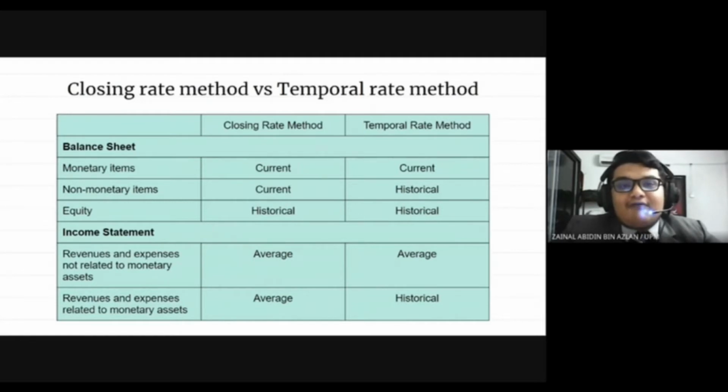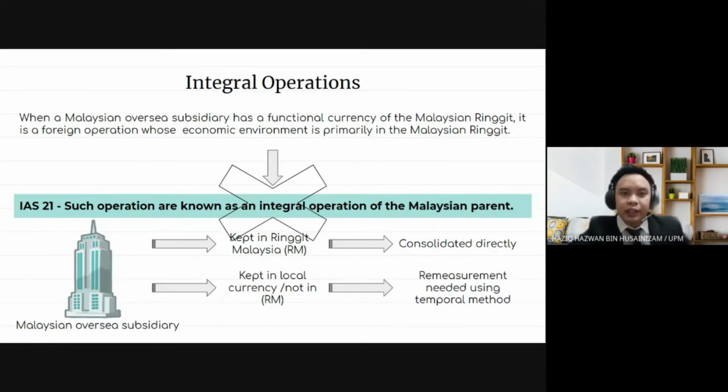And now I will pass the presentation to Haziq Hazwan bin Husainizam. Thank you, Zainal. Now, I will continue this presentation by explaining integral operation, changes required in MFRS, translation of goodwill and fair value adjustment of a foreign operation, and some illustrations.